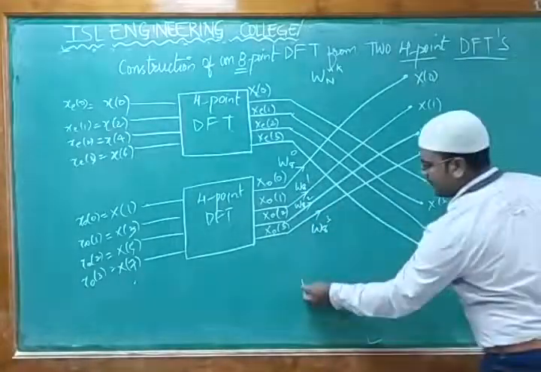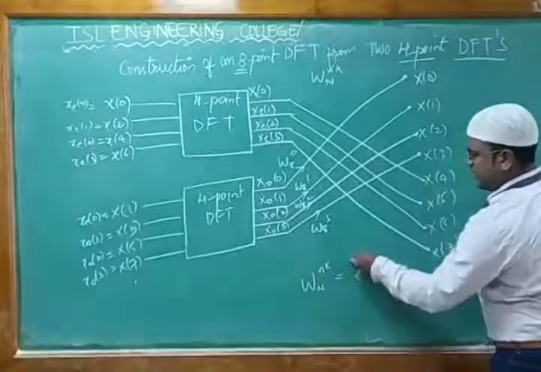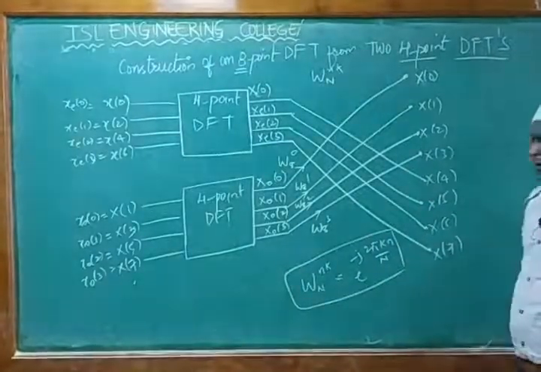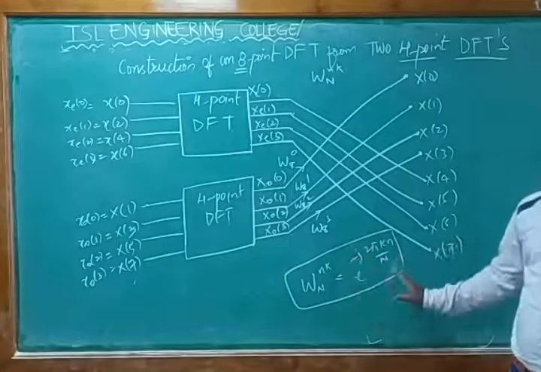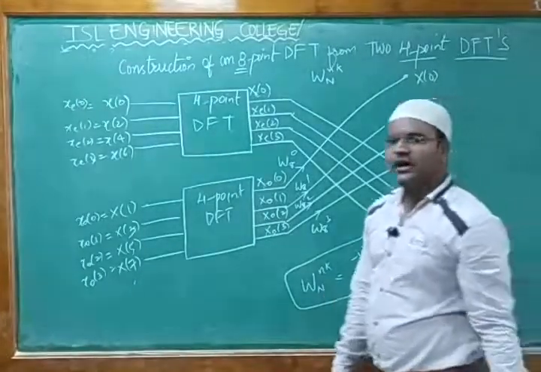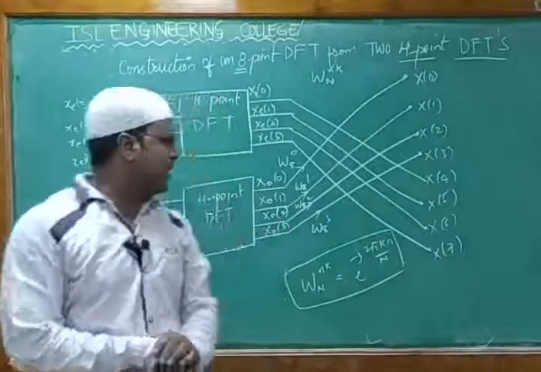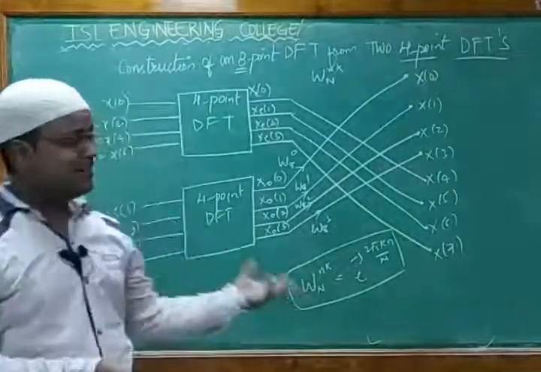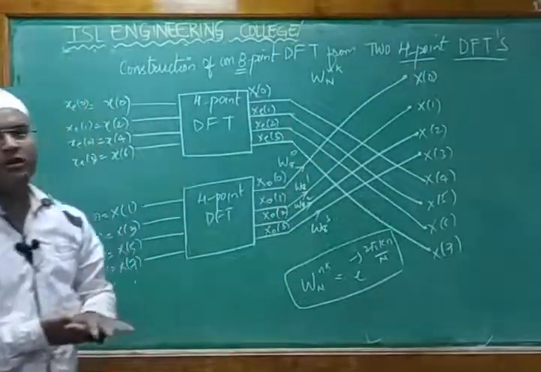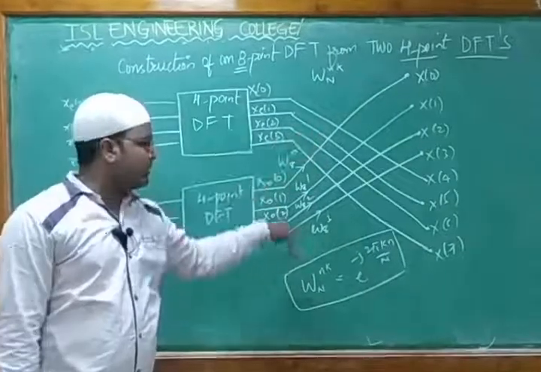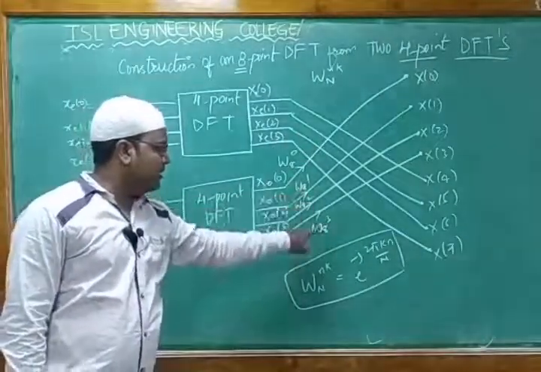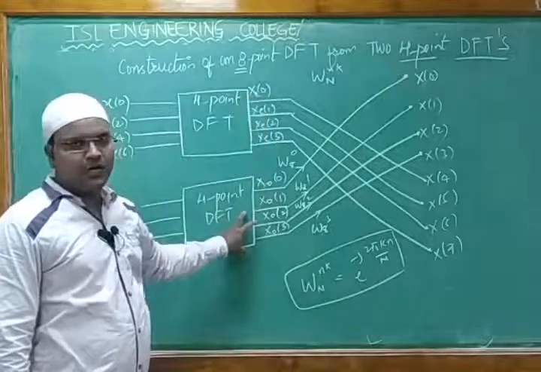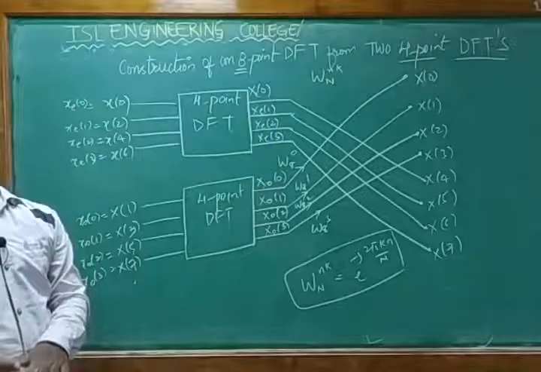What is W N of nk? It is the weighting sequence, e power minus j 2 pi kn by N, right? This is nothing but your twiddle factor. Instead of writing this whole exponent, we mention it with the help of W N of nk. It is the feedback, the cross coupling of those numbers, first 0, then 1, then 2, then 3. Since it's 8 points, we have written 8, 8, 8. We are not writing it for the first one, the even components. Only for the odd components, if you want to design like this, we will mention it.